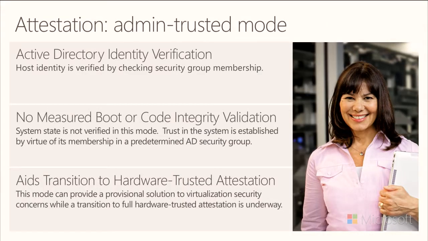But in the case of the admin trusted mode, what we're effectively saying is we're going to use Active Directory identity to determine whether this is a blessed host or not. We're going to measure nothing to do with what it booted and nothing to do with the code integrity policy. We are merely going to measure its membership within a group. So why would you choose admin trusted attestation over TPM trusted attestation?